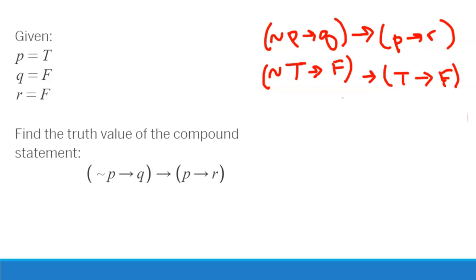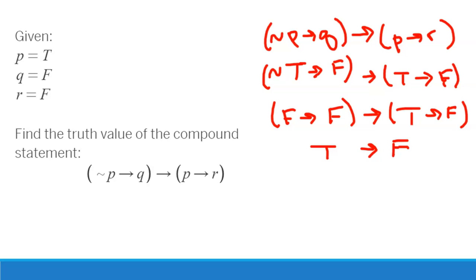First of all, I notice not true in the first set of parentheses, and not true is false. So let's change the not true to a false. Now let's find the truth values for what we see in the parentheses. In the first set of parentheses, if false, then false is true. And in the second set of parentheses, if true, then false is false. Finally, we have to evaluate if true, then false, which is false. So the truth value of the compound statement is false.